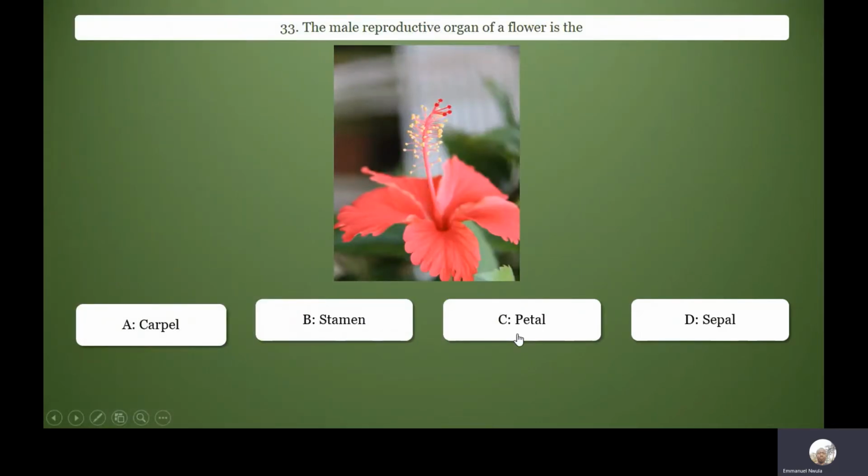The male reproductive organ of a flower is the stamen. I mentioned it earlier, the stamen. The stamen is made up of the anther and the filament.